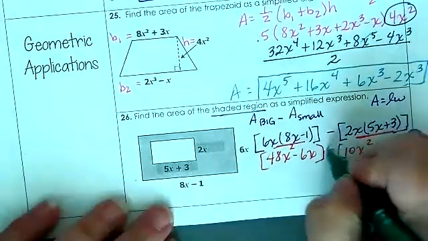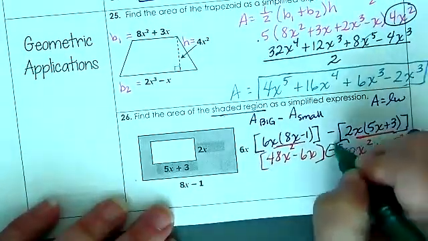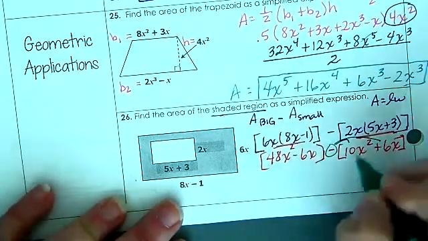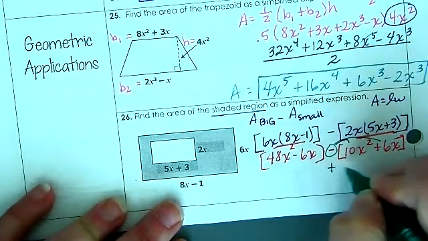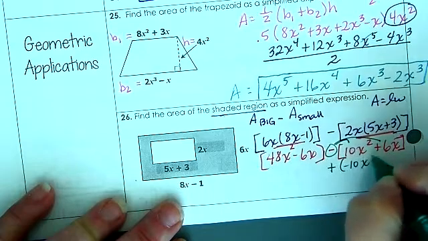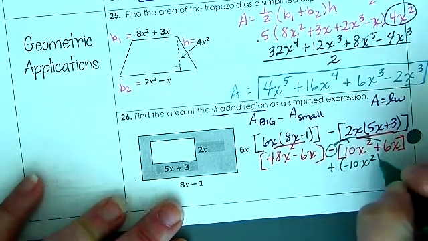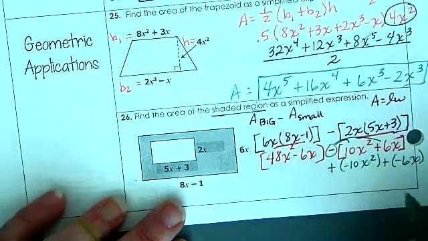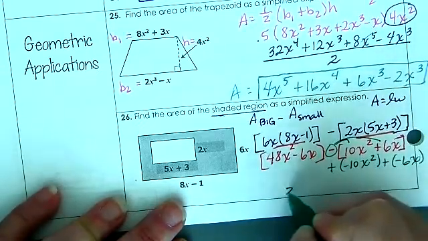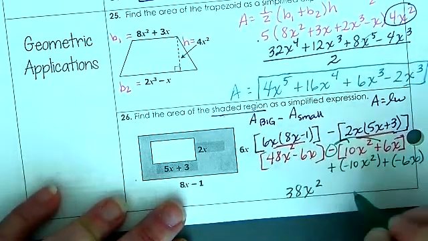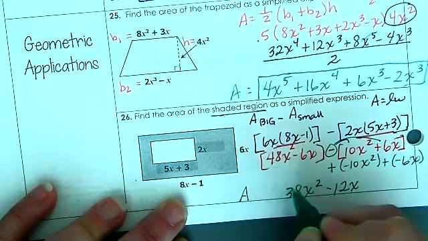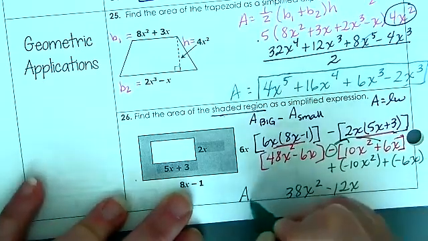Now I distribute this negative, or I think about it as subtraction. So I can rewrite this as plus negative 10x squared plus negative 6x. So that means I'm going to have 38x squared minus 12x. This is the area of the shaded.